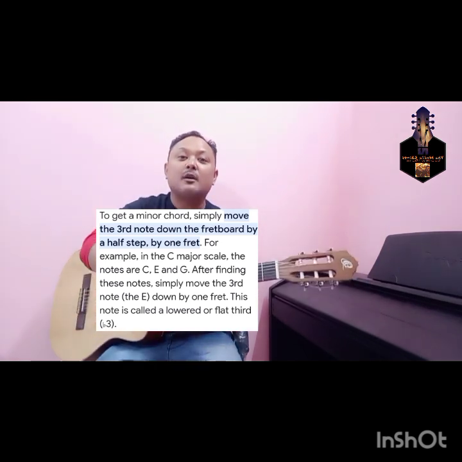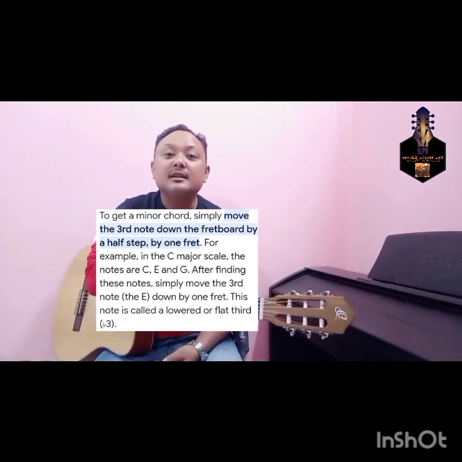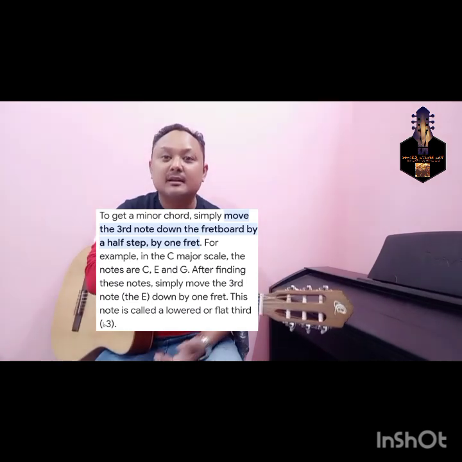Because how are major chords formed? First, third and fifth. We denote a major chord as first, third and fifth. So the third note, that is the E note. If you flatten the E note, only the E note, and the rest two are the same, it becomes a minor chord. How? C, E, G is the major chord. Then C, E flat, and G will be C minor.